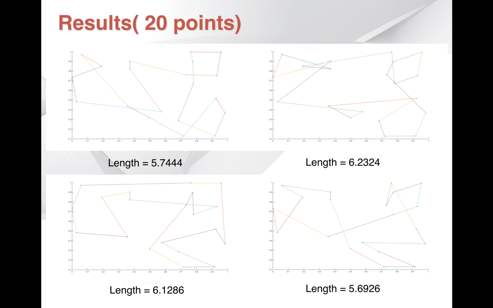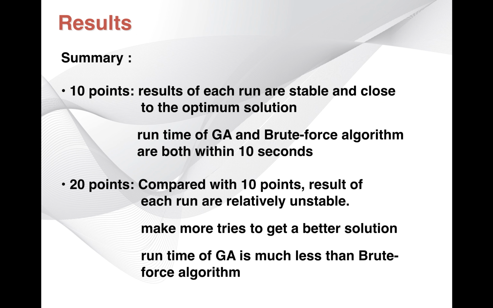This is the result of 20 points. These paths are not as good as in the case of 10 points, but that's inevitable because GA finds it hard to get the global optimum as the number of points increases. Well, here is a summary of results.